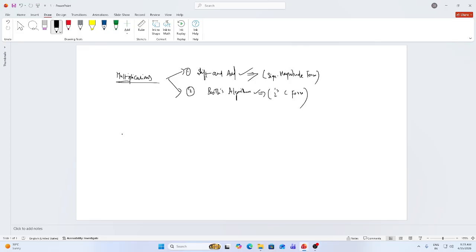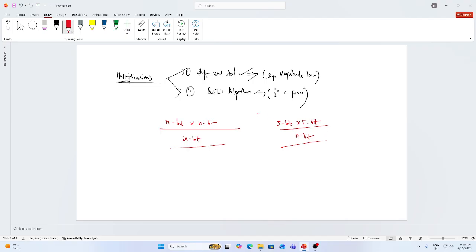Before proceeding with the algorithm, let us see the basics of multiplication. The first thing you have to understand is that if you multiply two n bit numbers, n bit into n bit, the result will be a 2n bit number. For example, if you multiply 5 bit into 5 bit, the result you get is a 10 bit number.